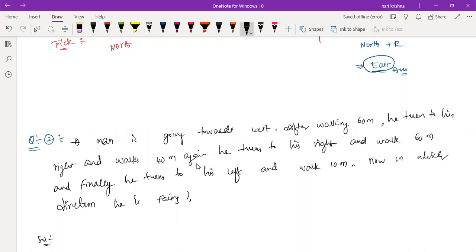The man is going towards the west after walking 60 meters. He turns to his right and walks 40 meters again. He turns to his right and walks 60 meters. And finally, he turns to his left and walks 10 meters. Now, in which direction is he facing?